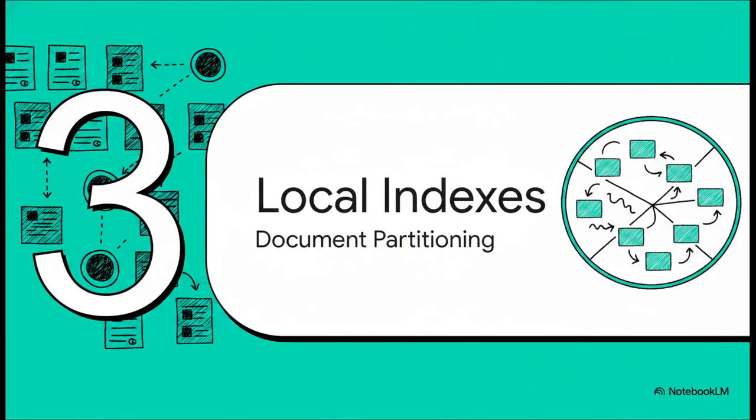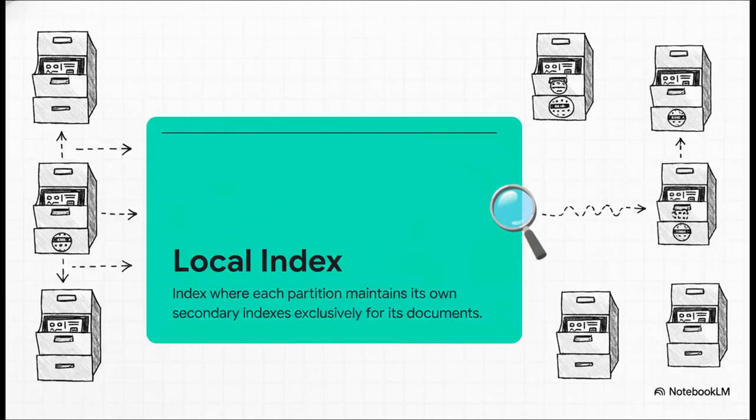Section 3. Local indexes, which is also known as document partitioning. Let's see how we can actually try to solve this. I want you to think of this approach like a series of physical filing cabinets. Each cabinet represents a partition on a different server. In a local index, every single cabinet has its own independent mini-index inside it that only tracks the files in that specific cabinet. It doesn't know, or frankly care, about what's stored in the other cabinets across the room.